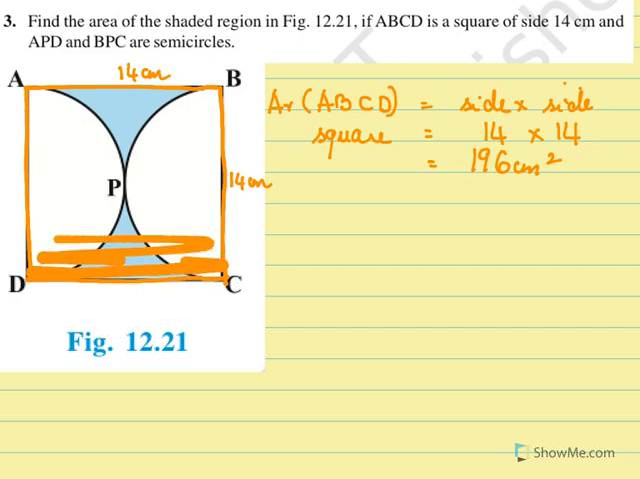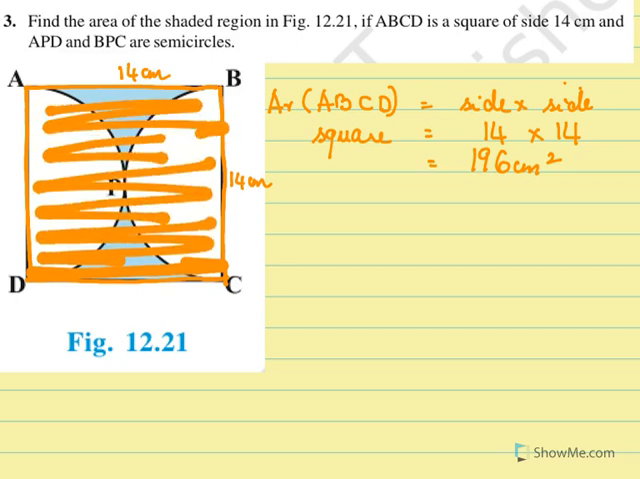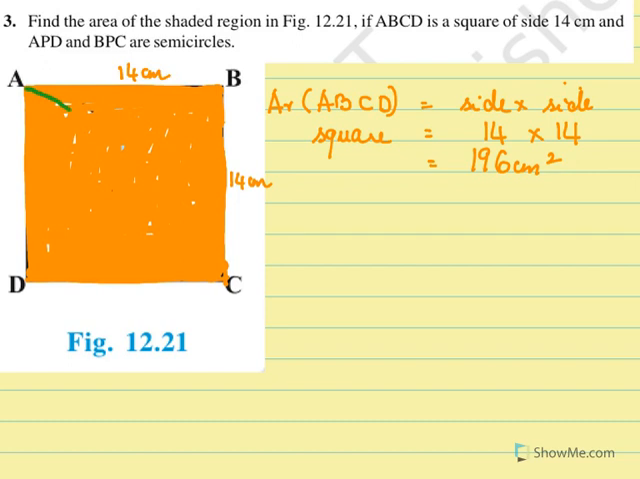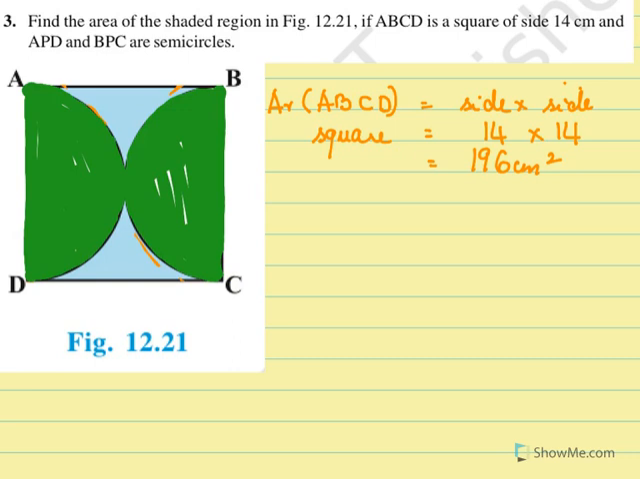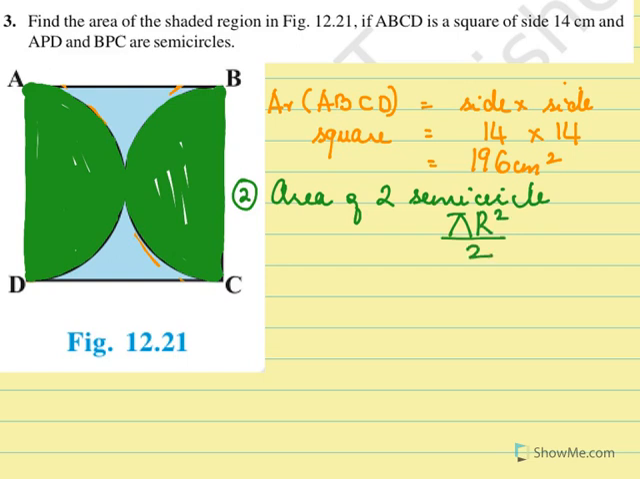So from this entire area, we need then to find the blue. We found this entire area. This entire square is made up of 2 semicircles. So in step 2, we will find area of 2 semicircles. We know area of one semicircle is pi r squared divided by 2. But here we have 2 semicircles. So 2 into pi r squared divided by 2, and the 2 will cancel. So the area of the 2 semicircles is pi r square.